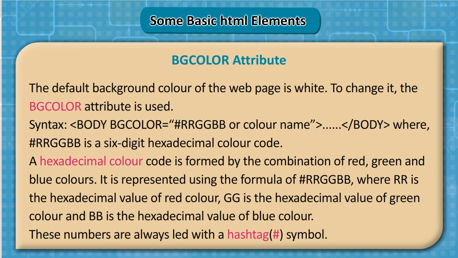BGcolor attribute. The default background color of the web page is white. To change it, the bgcolor attribute is used. Syntax: <body bgcolor="#RRGGBB"></body> where RRGGBB is a 6-digit hexadecimal color code. A hexadecimal color code is formed by the combination of red, green and blue colors. It is represented using the formula of RRGGBB, where RR is the hexadecimal value of red color, GG is the hexadecimal value of green color and BB is the hexadecimal value of blue color. These numbers are always preceded with a # symbol.